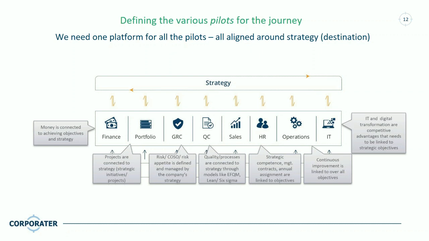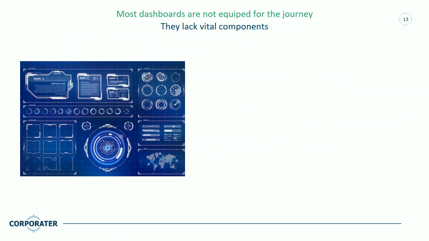So in a way, you would like the whole corporation to be aligned around the company strategy. And strategy is actually the corporate glue binding it all together. That's why it's so important to have a strategic dashboard, a strategic business dashboard. But if you look in the cockpit today, or in a lot of the dashboards that you find in corporations, they're not equipped for the journey.